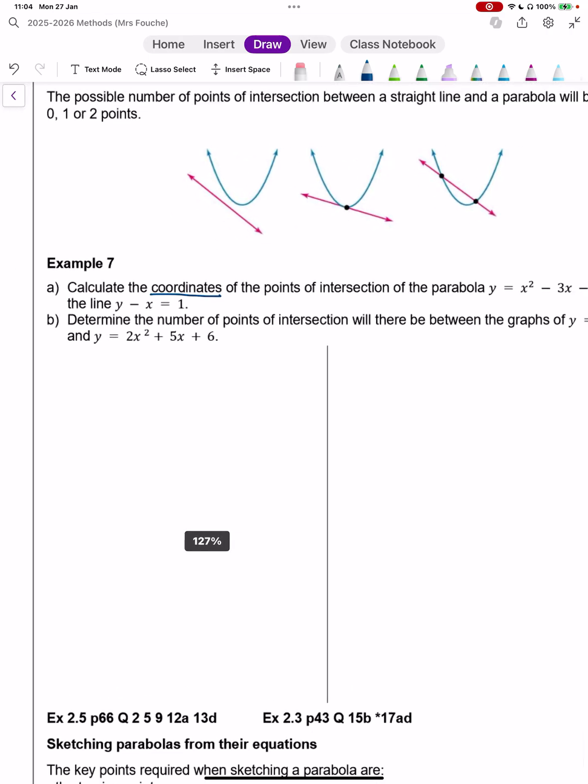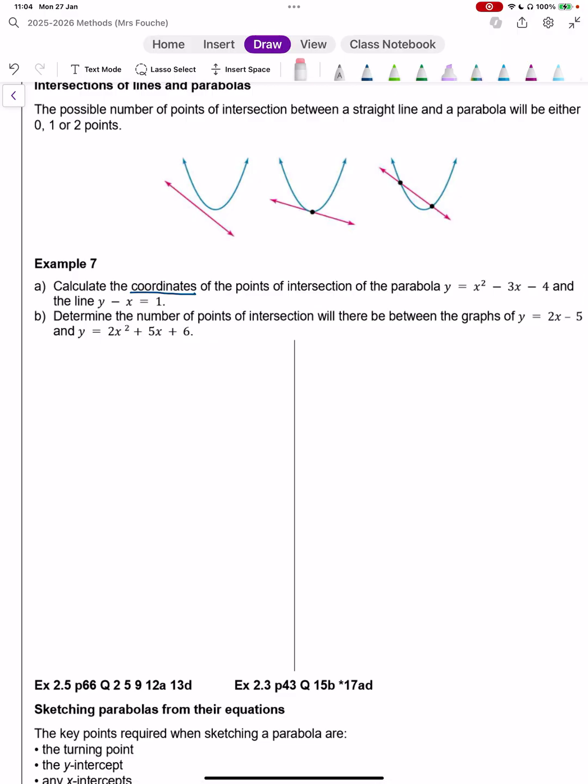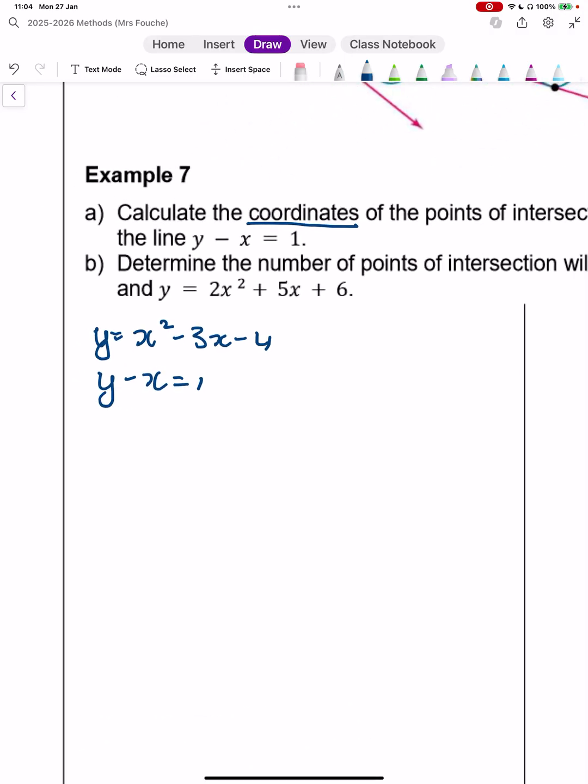Okay, so let's do that first one. We have y equals x squared minus 3x minus 4 and y minus x equals 1. All right, I'm going to rearrange the second equation. Let's call that equation 1 and rewrite that one as y equals x plus 1, and that's equation 2.